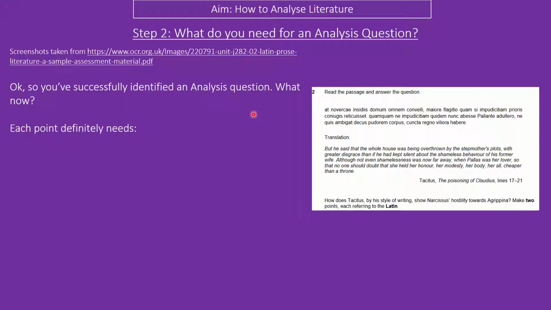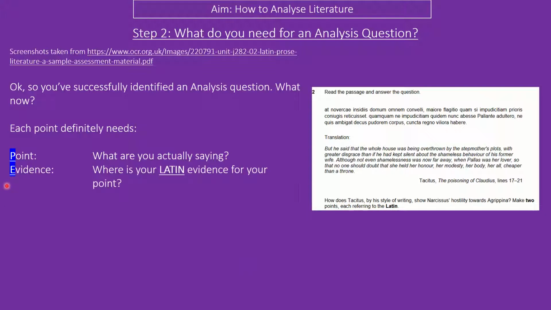Okay, so you've found a literature analysis question like this one. What do you need? Well, like in other essay subjects, first of all you need a point. What are you saying? How does Tacitus show Narcissus' hostility? Evidence. Where is your, and I'm going to emphasise this word, Latin? The most frustrating thing when I am marking is to find someone who has given me a quote in English and not given me the Latin, because it's completely irrelevant. I don't care. You're doing a Latin exam, give the Latin. Oh, it's a difficult concept.